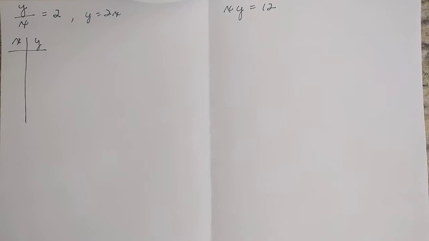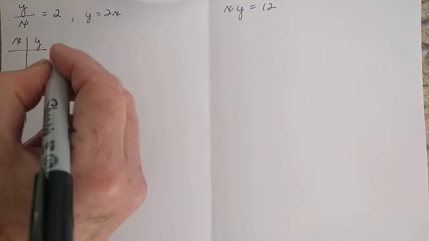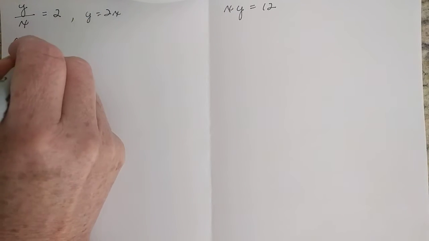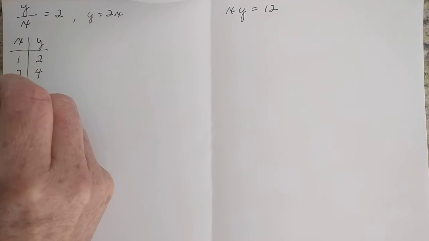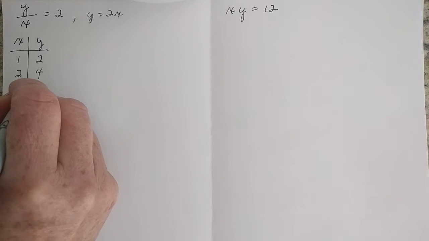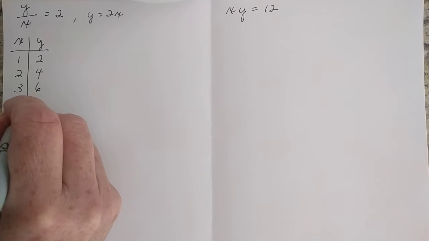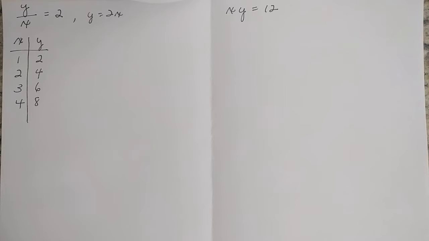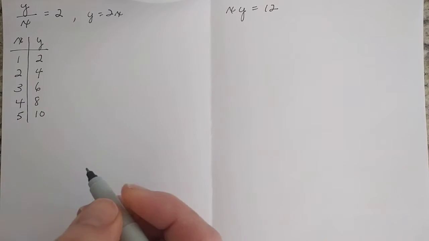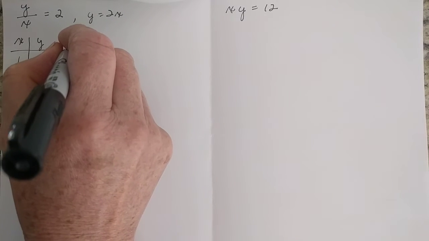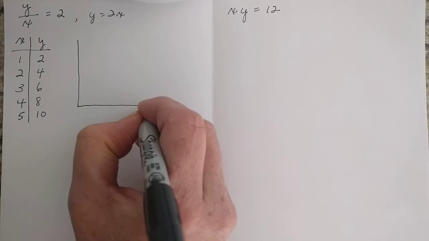All right, so let's just put in some easy values of x. So if x is 1, y is 2, if x is 2, y is 4, x is 3, y is 6, x is 4, y is 8. Let me do one more. X is 5, 2 times 5 is 10. So we're just going to make a graph now.